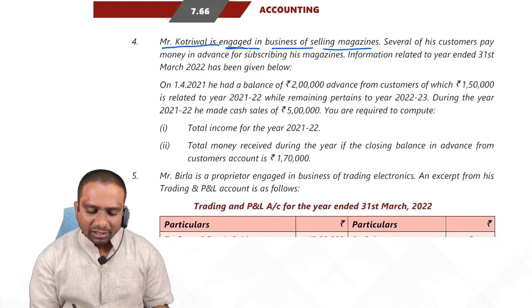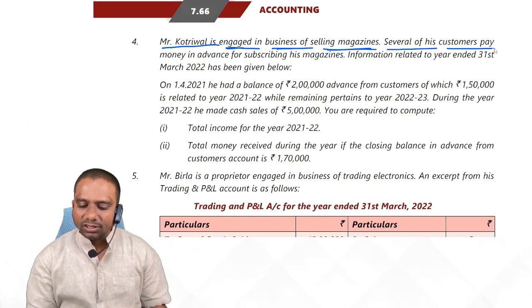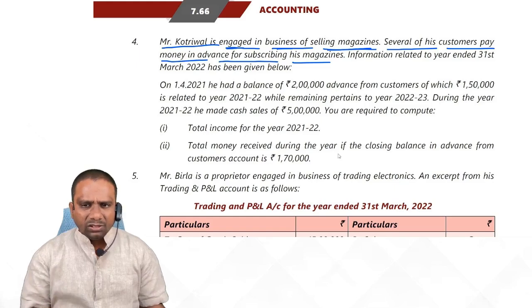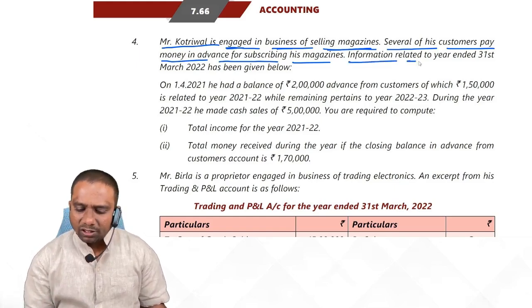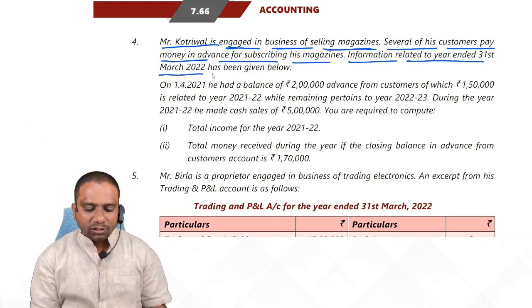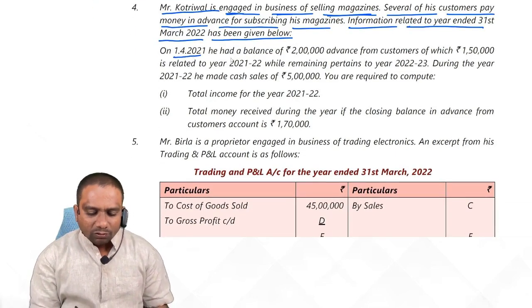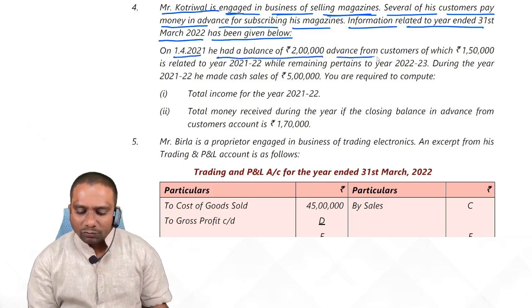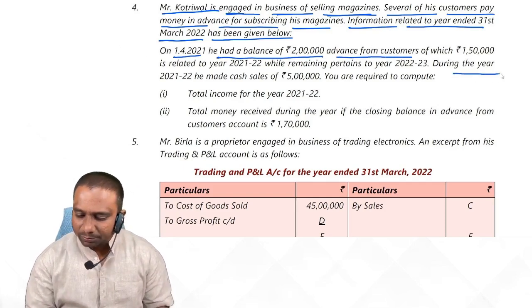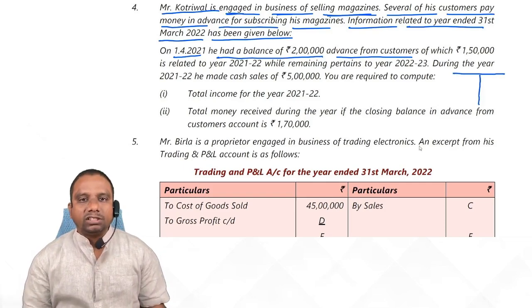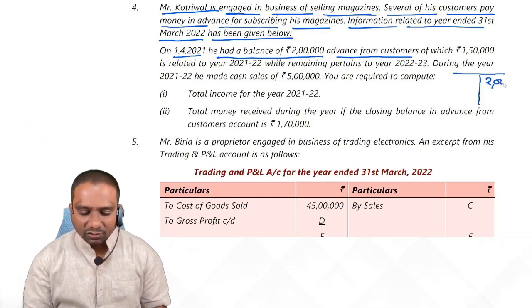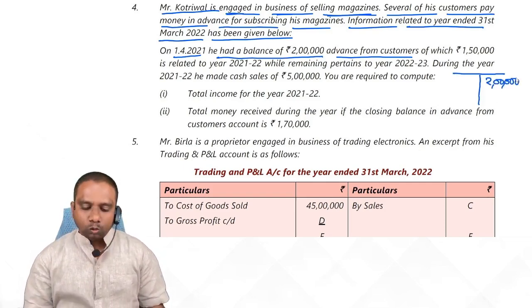Mr. Kotriwal is engaged in the business of selling magazines. Several of his customers pay money in advance for subscribing to his magazines. That means we receive some advance money. Information related to the year 31st March 2022 has been given below. For 2021, he had a balance of 2 lakh in advance from customers account. Suppose I prepare this advance from customers account, it shows a credit balance, so 2 lakhs.